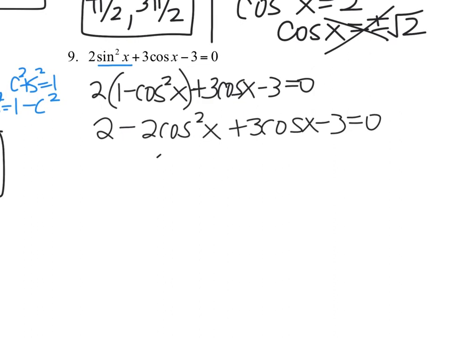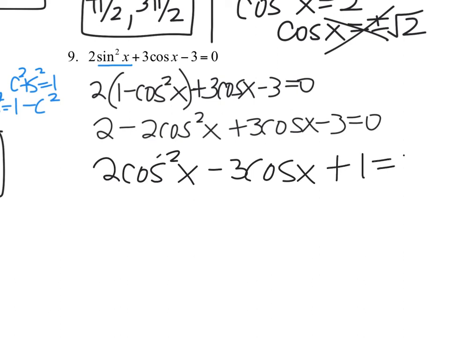All right, so do you like a negative cosine squared term? Do you know? I don't either. So let's get everything over to the other side. So let's go with 2 cosine squared x. So I'm adding that negative cosine squared, 2 cosine squared x over to the other side. I'm going to subtract 3 cosine x. And on this side, do you see I have a negative 1? 2 minus 3 is negative 1. I'm going to add it over to the other side to get positive 1.